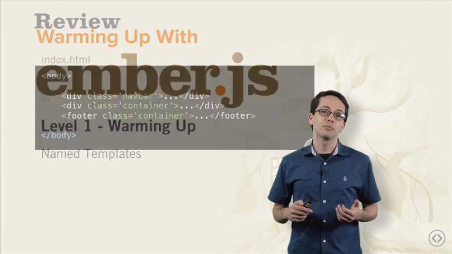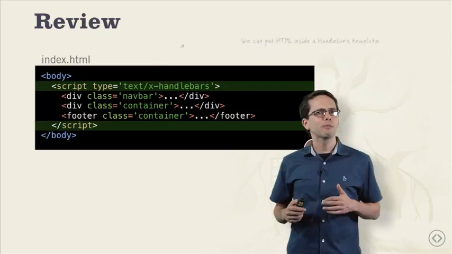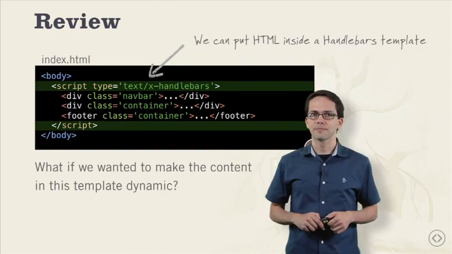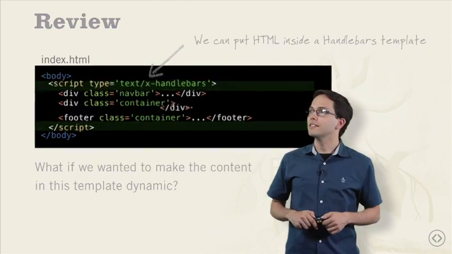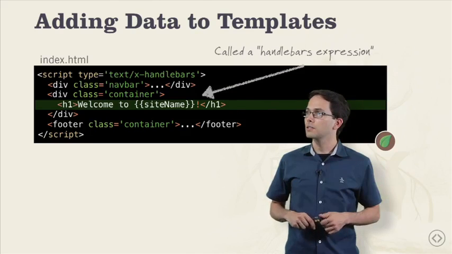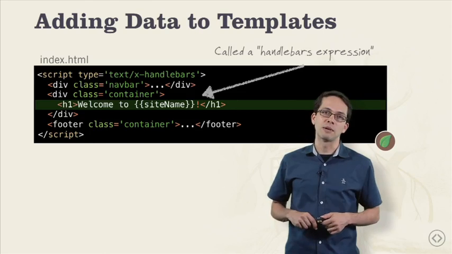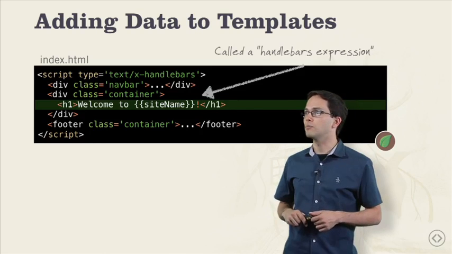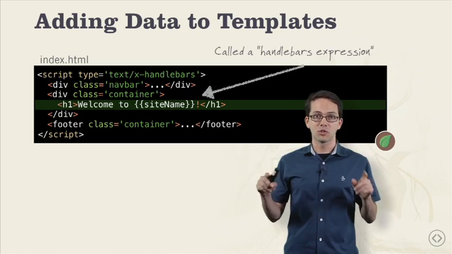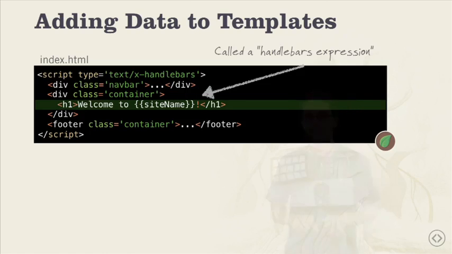So now that we have a handlebars template, how might we put dynamic content inside of that template? Well, as we learn more about handlebars, we'll learn about these things called handlebars expressions. Expressions allow us to kind of insert a variable into our HTML page. In this case, we've got welcome to site name. Notice that site name has curly braces, 2 of them on either side.